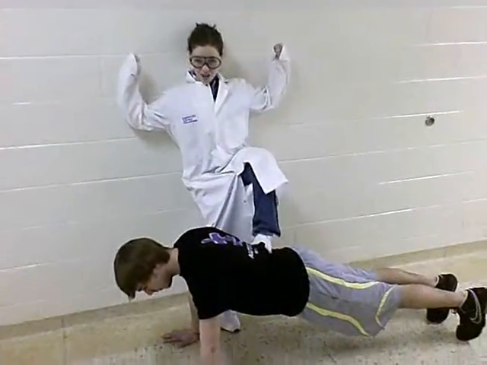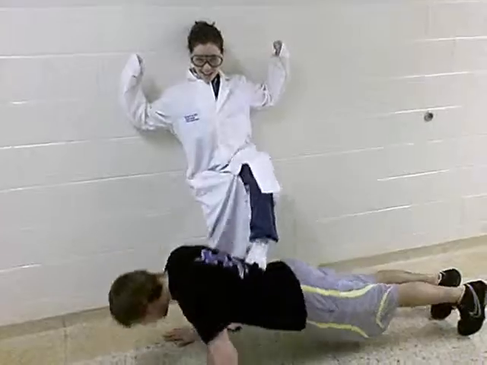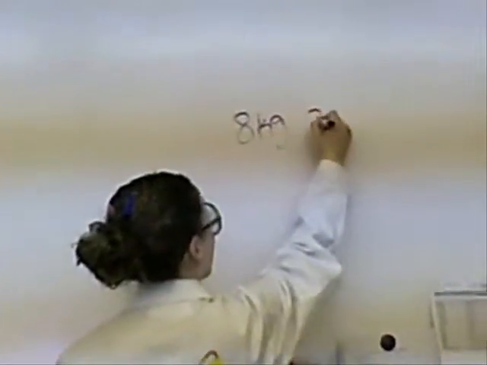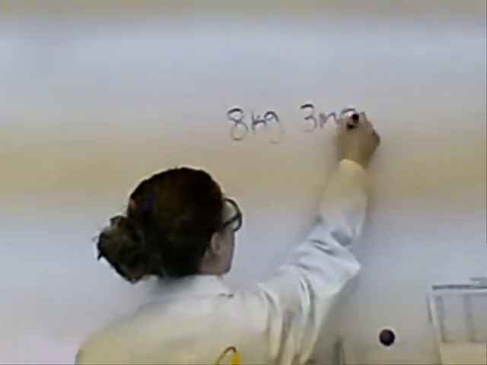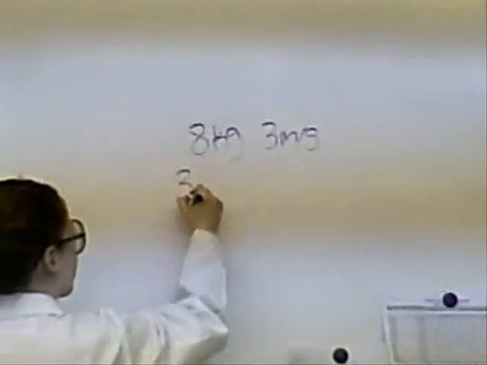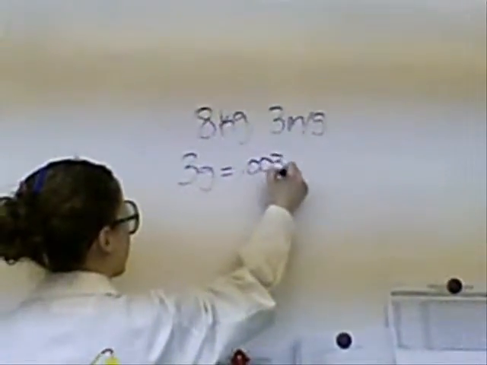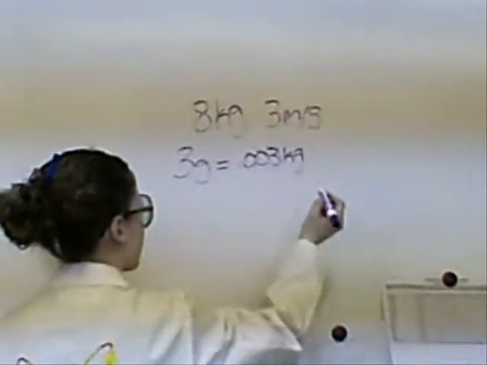Let's work it out. An 8-kilogram bowling ball moves 3 meters per second. The 3-gram ping pong ball, which is 0.003 kilograms, we're trying to find the velocity.